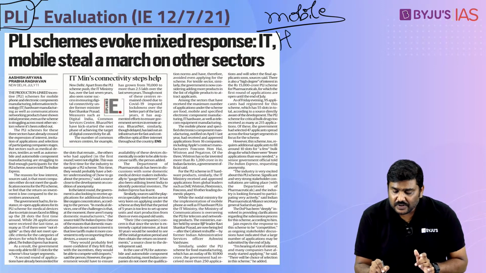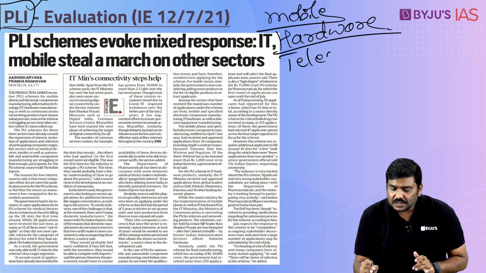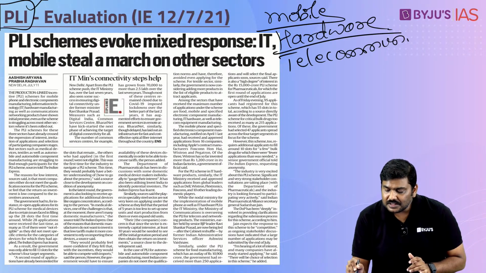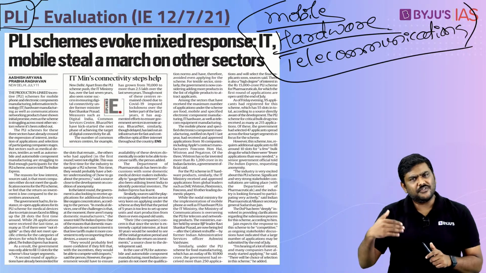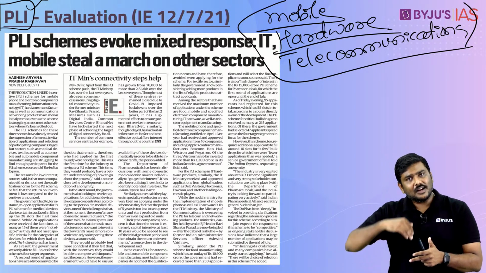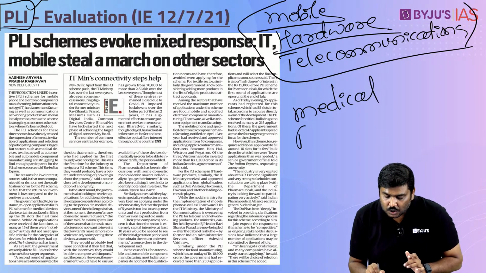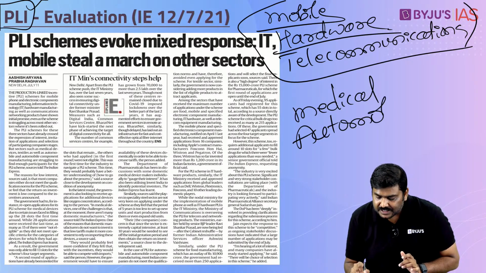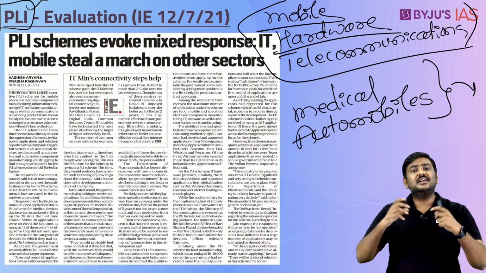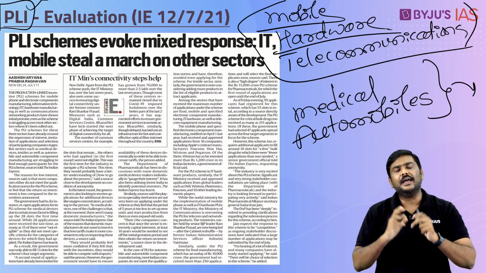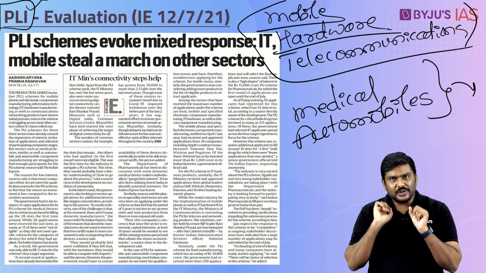Or hardware manufacturing, IT hardware manufacturing, telecommunications, etc. These are some of the sectors where the amount of investment that is flowing is very high. On the other hand, there are also other sectors such as medical equipments, automobiles, etc., which have not been very successful in attracting investments or the interest of the private sectors within the PLI. Now what are the reasons? What are the issues here? Have a look at these particular issues.